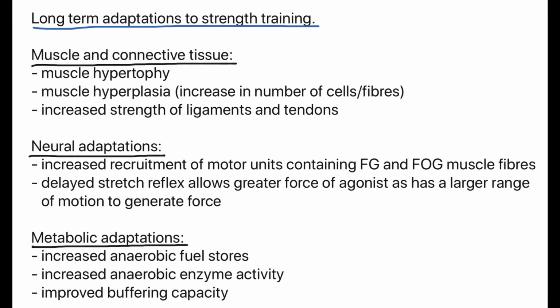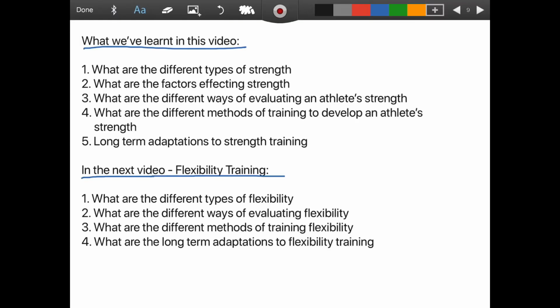And metabolic adaptations increase your anaerobic fuel stores, so you're able to train with that kind of strength training easier because you have more glycogen there to fuel that ATP synthesis. Increased anaerobic energy enzyme activity as well, and improved buffering capacity. It's like the delay of OBLA, really. The effect that lactic acid has on your muscles is less, so that you're less resistant to the effect of lactic acid. So let's quickly recap what we've learned in this video.